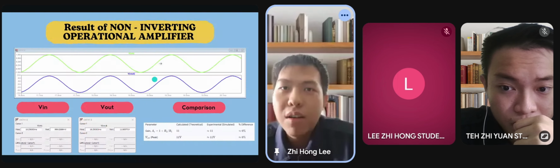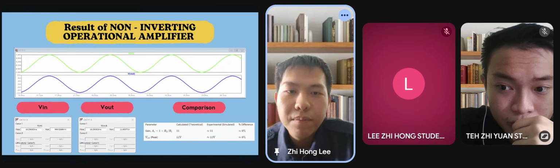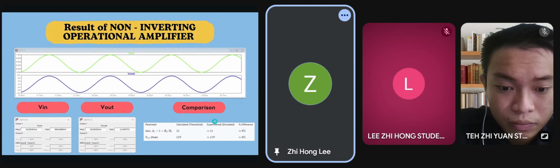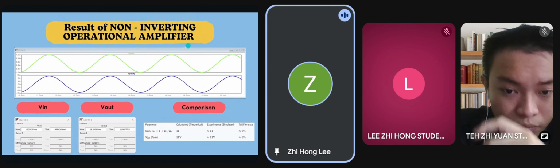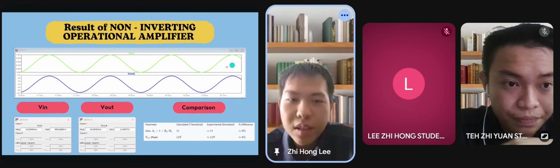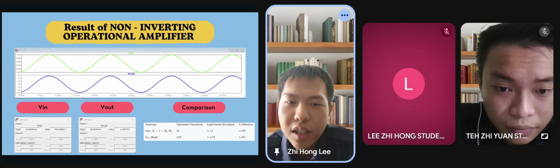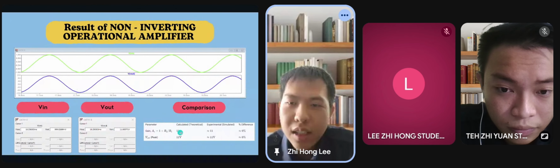Now I will explain the result of the non-inverting operational amplifier. Our calculation is based on R2 over R1. Here is our result, which shows excellent agreement. Both the calculation and the simulation are the same.